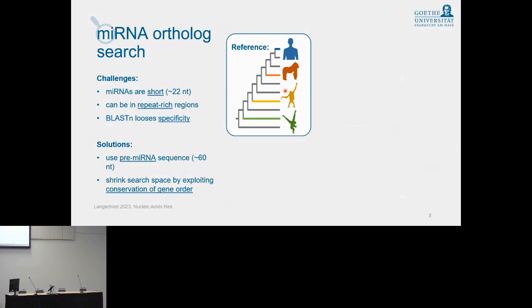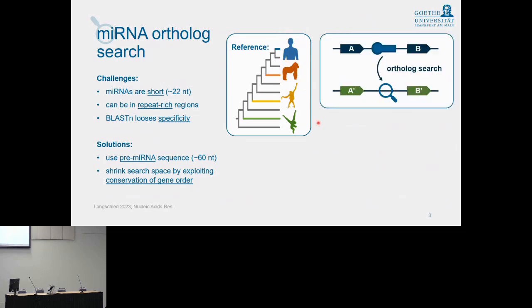The solution that we came up with is that, first of all, we use the precursor microRNA sequence, which has at least 60 nucleotides. And really the key factor here is that we first shrink the search space by using the conservation of gene order. The way we do this is that we first pick one reference species, which is a model organism with a complete, or mostly complete, microRNA annotation. Then we identify a few relatively closely related organisms, here, for example, different primates.